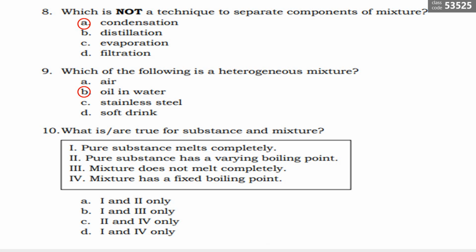And let's have the last question. What is or are true for substance and mixture? 1. Pure substance melts completely. 2. Pure substance has varying boiling point. 3. Mixture does not melt completely. And 4. Mixture has a fixed boiling point. Is it A, 1 and 2 only? B, 1 and 3 only? C, 2 and 4 only? And D, 1 and 4 only? Go.